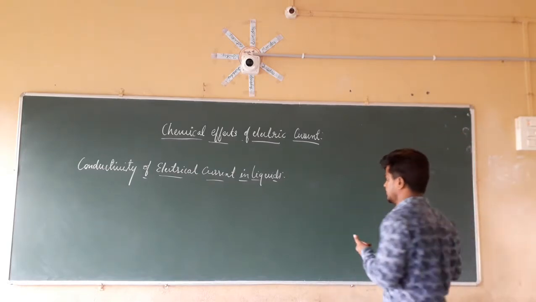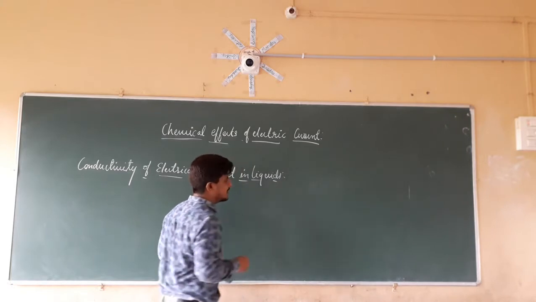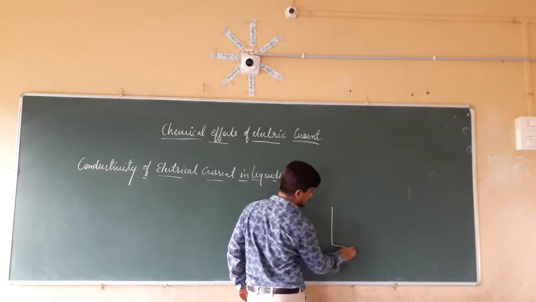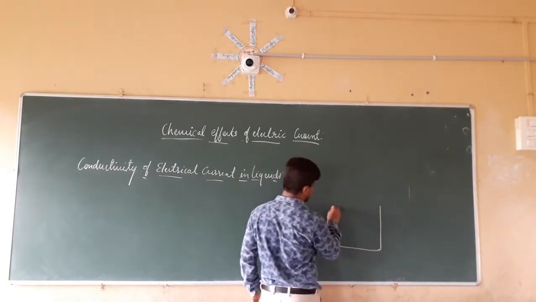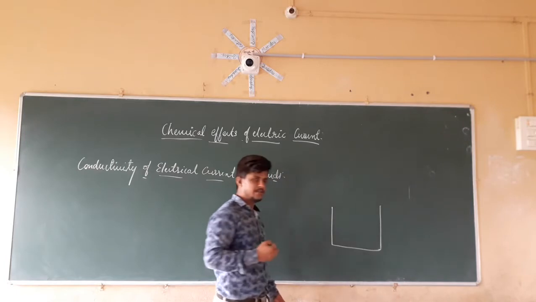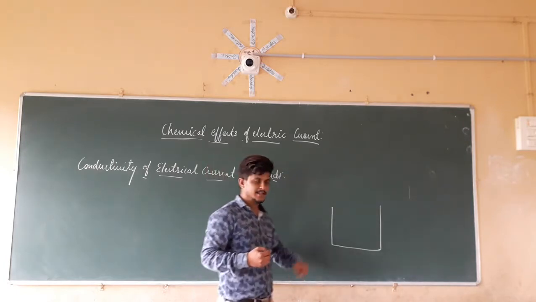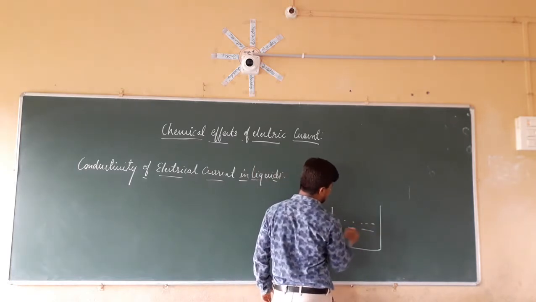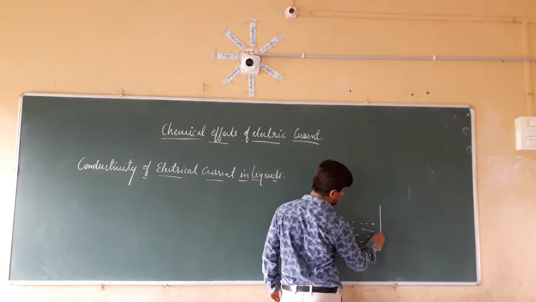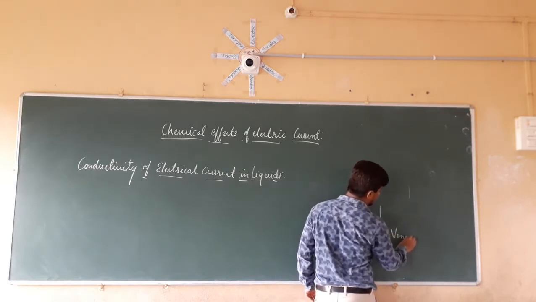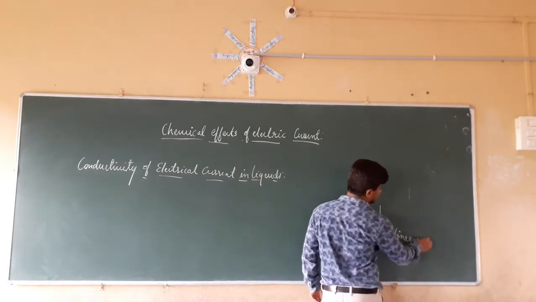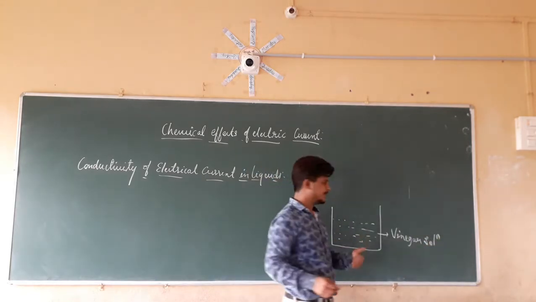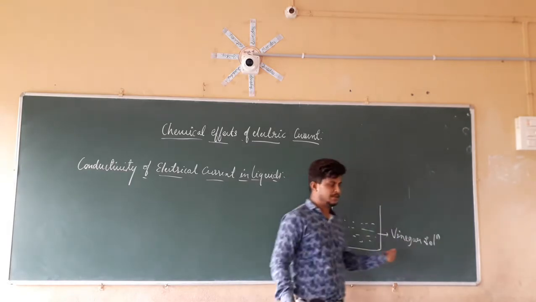So first, we are going to check it. For that, we are going to take a container. In that container, to check for conductivity, I am going to put some liquid. That liquid is the vinegar solution. If you want, you can take lemon juice for the conduction.